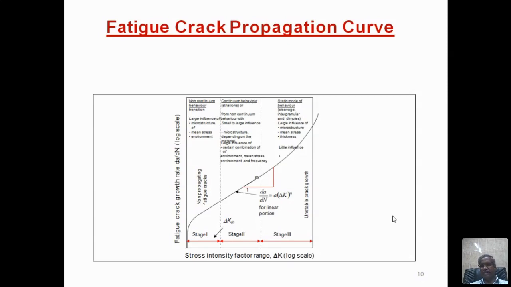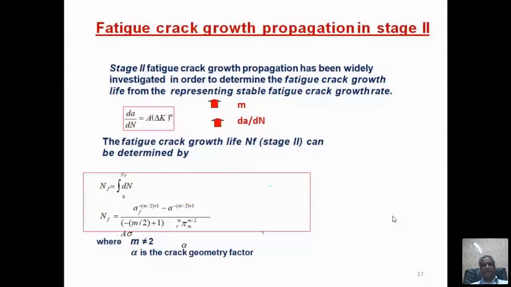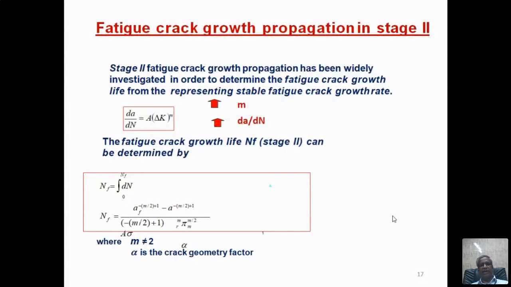There we can apply this Paris equation. The power equation is called the Paris power equation. That can be applied only in this second stage, not on the first stage, not on the third stage. It is not applicable there. And this equation is given here: da/dN equal to A into delta K power M.